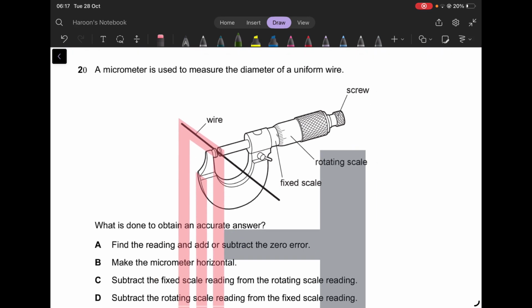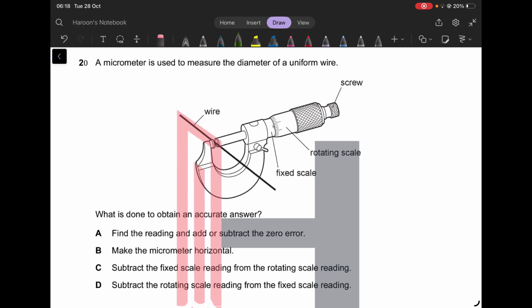A micrometer is used to measure the diameter of a uniform wire. What is done to get an accurate answer? Find the reading and add or subtract zero error. Yes, we need to adjust for the zero error.